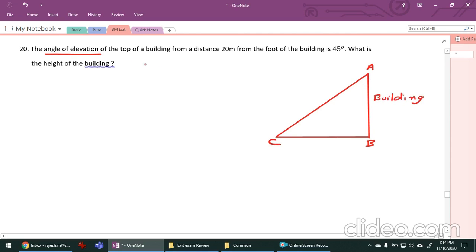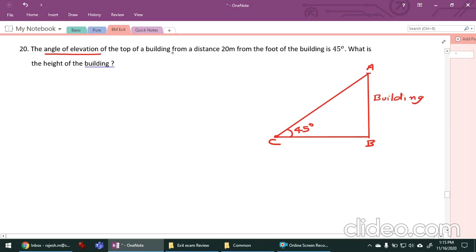Okay. The angle of elevation. Somebody is standing here. One person is there. He is looking at the top of the building. Okay, he is looking at A. Then this angle is called angle of elevation. What is the angle of elevation? It is given that it is 45 degrees. See here, angle of elevation comes when you look up from a point. So this is the person standing here on the ground and he is looking at the top of the building. So this is the top of the building.